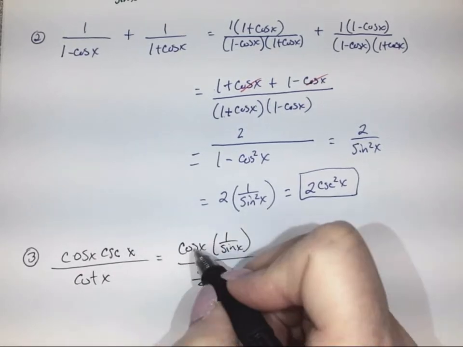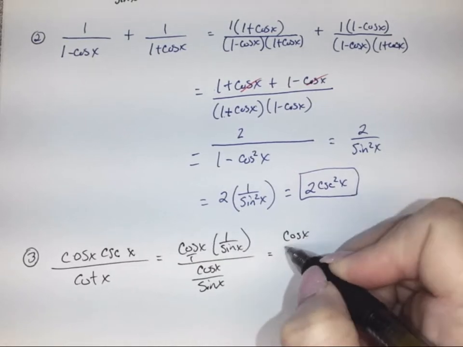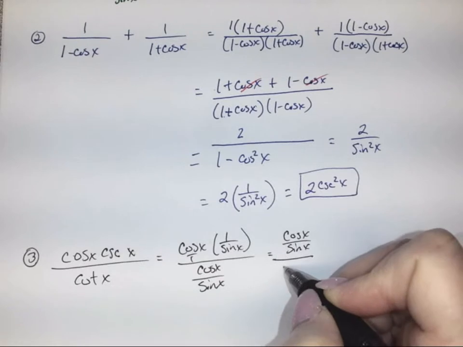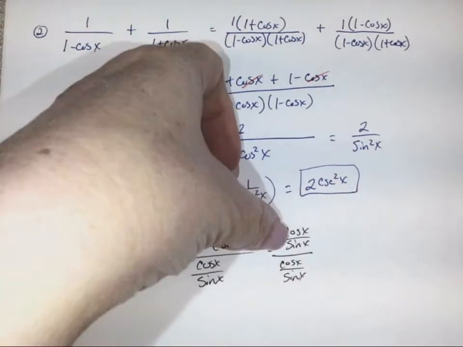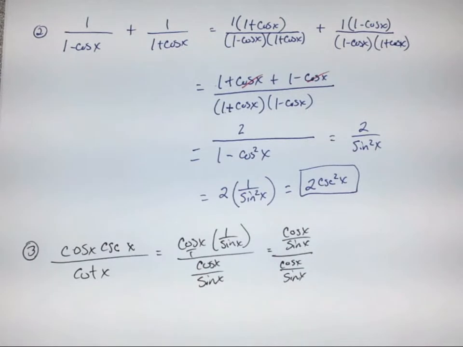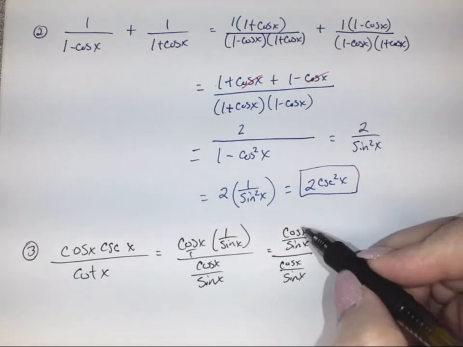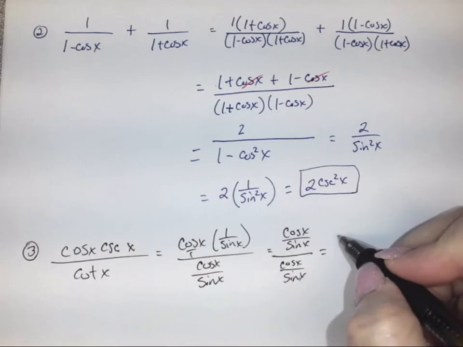Well, if we put this, remember this is going to be over 1, we have cosine x over sine x divided by cosine x over sine x. Well, we can see that we have the same thing over itself, so it's going to be equal to 1. And you could stop at this point and say it's equal to 1, but if you don't see how that is, then you can continue. So we don't divide by fractions, we multiply by reciprocals.